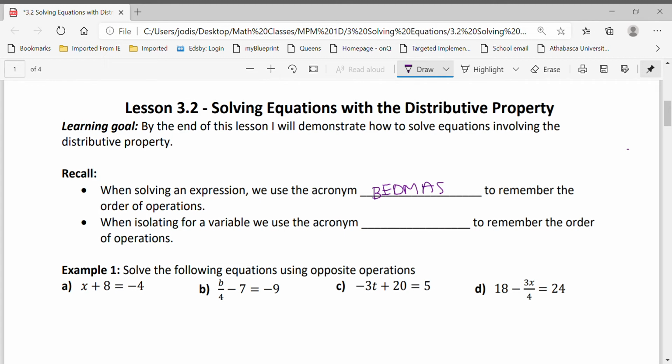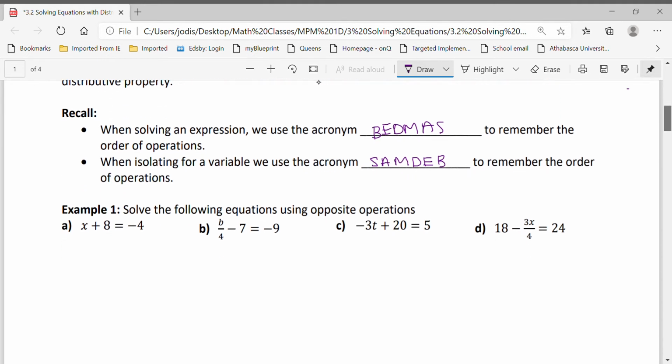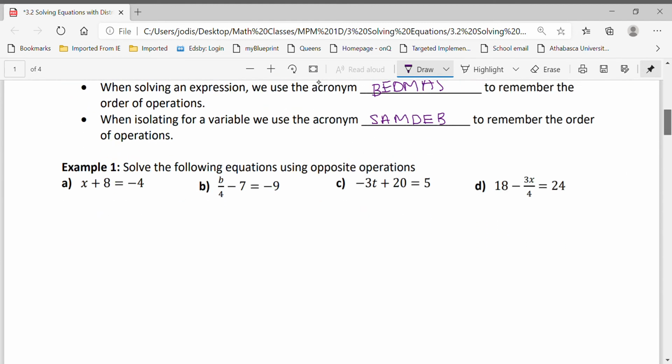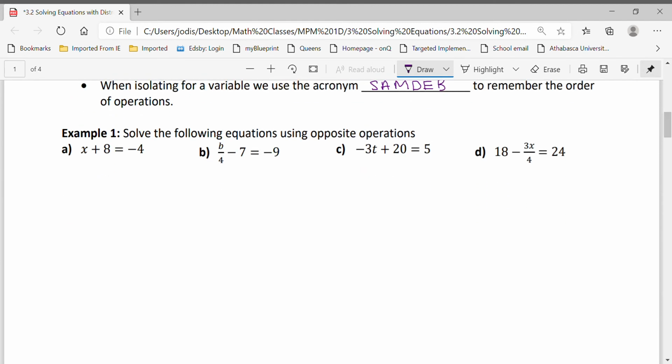Now, we learned in our last lesson that when we're isolating for a variable in an equation, we're going to use the acronym SAMDEB, so the opposite of our BEDMAS to help us remember the order of operations. So we're going to practice a few solving equations first before we get into our lesson, just to refresh our memory from last time.